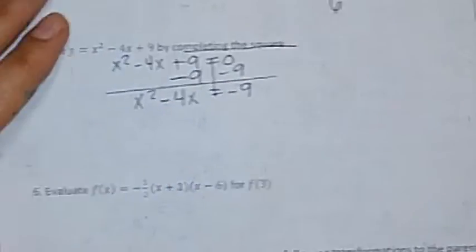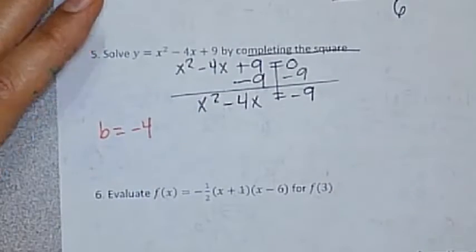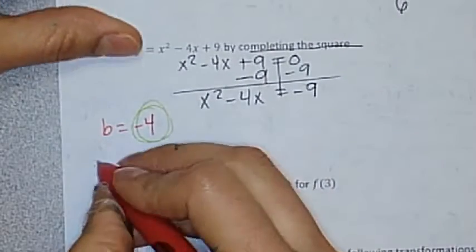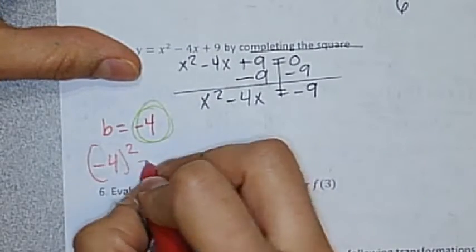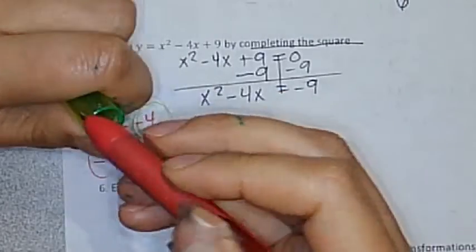Okay. After that, I'm going to do my b. My b is negative 4. That I'm going to use later as my shortcut. And then I have to square that b. Okay, and that's what I'm going to use to add to both sides.